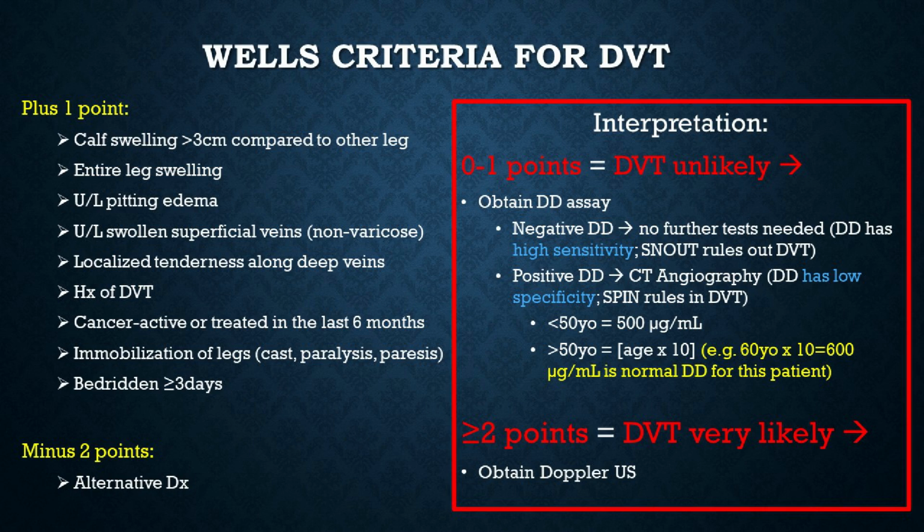And also just keep in mind what is D-dimer positivity. Now if the patient is less than 50 years of age, then positive D-dimer is 500 micrograms per milliliter. But if the patient is more than 50 years of age, then what we have to do is multiply the age of the patient by 10. For example, if the patient is 60 years old, then 60 times 10 is 600, then 600 micrograms per milliliter is the normal D-dimer for this patient, alright. So if you want to diagnose the patient with positive D-dimer, this 60-year-old patient has to have D-dimer more than 600. Alright, and if the patient gets 2 or more than 2 points, then the DVT is very likely and we have to perform Doppler ultrasound.